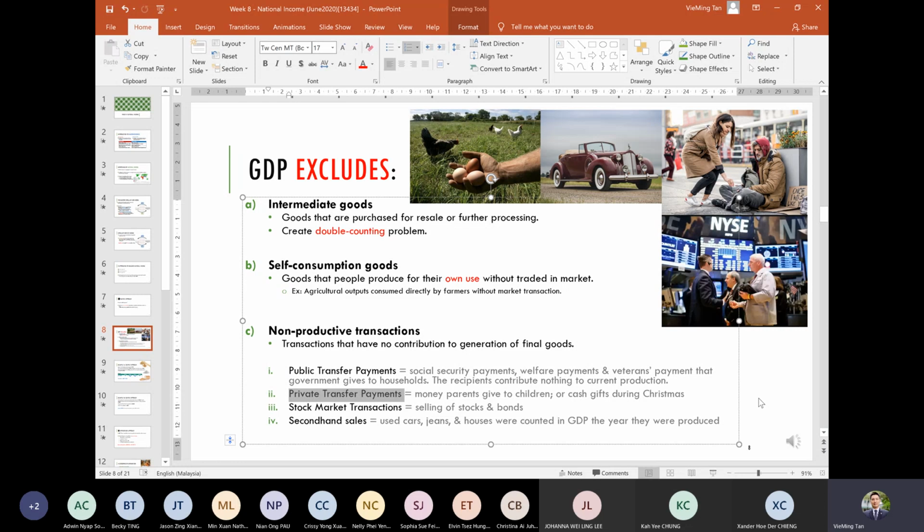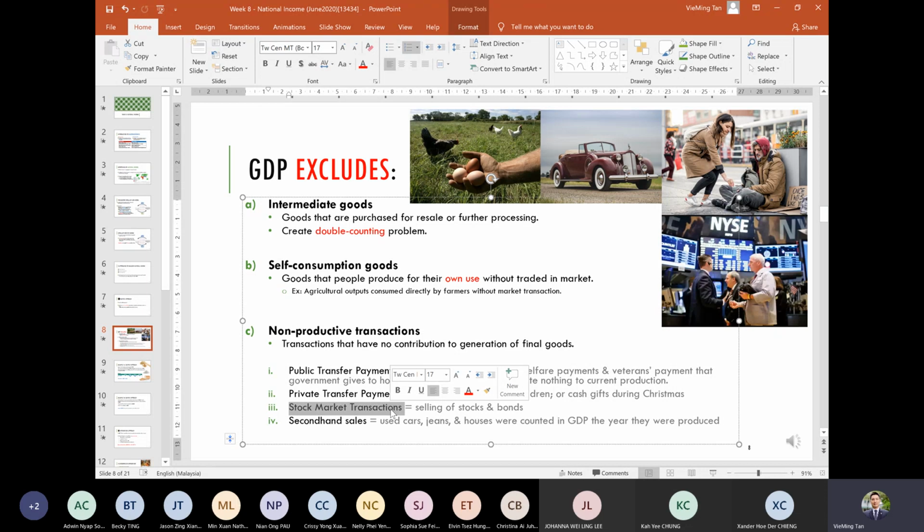Next, business transactions involving the stock market, like selling stocks, bonds, shares. These are also not included in the GDP calculation by using the output method. So business transactions involving stocks, bonds, shares of the company are not included in GDP calculation.